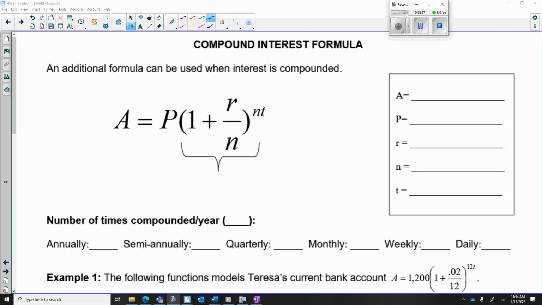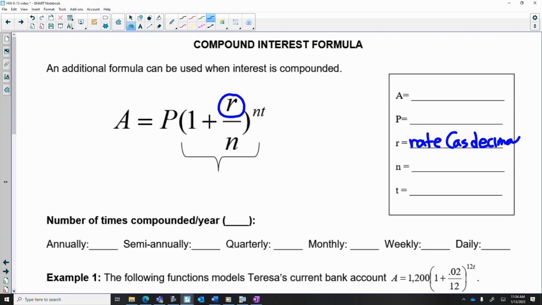Now let's say I want to put some money in the bank. You guys know that money in the bank can be compounded in different ways. So if I were to open up a bank account, they're going to give me an interest rate r. Okay, so that is the first thing, the rate or interest rate if we're talking about money. And remember, the rate is a decimal.